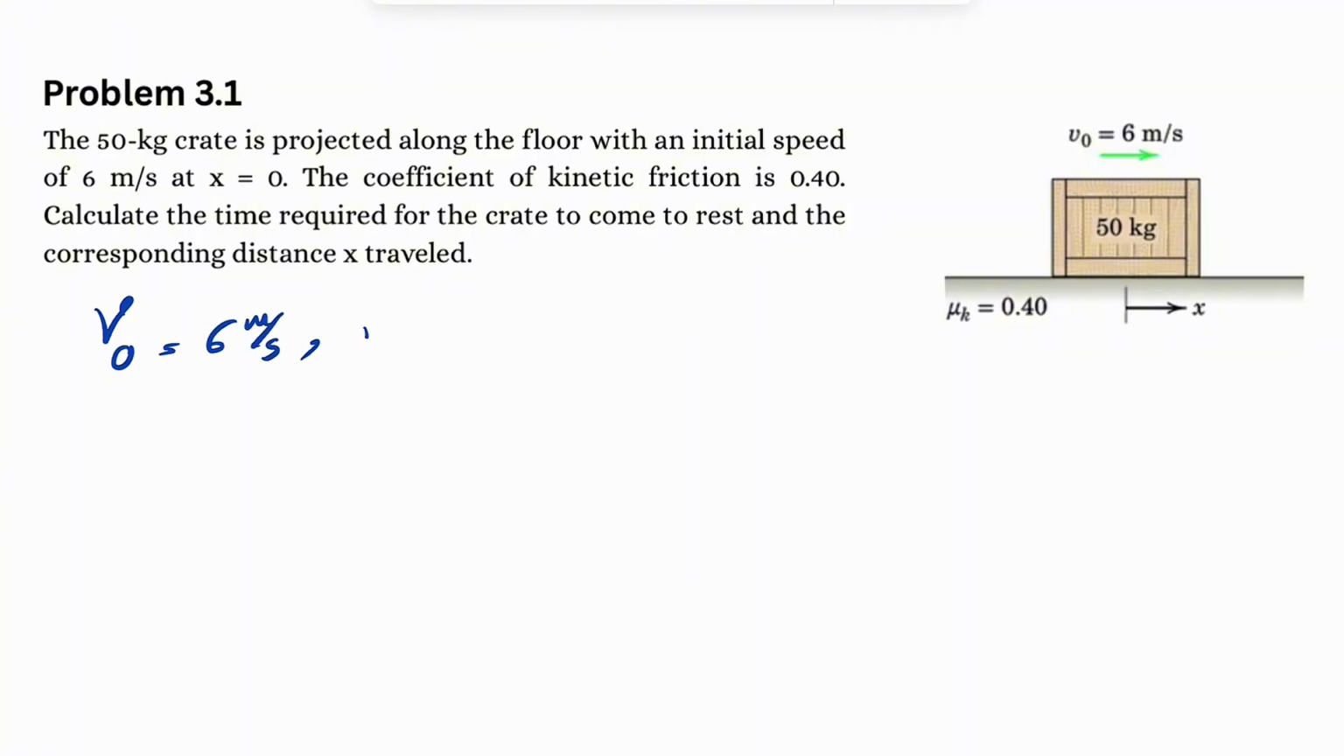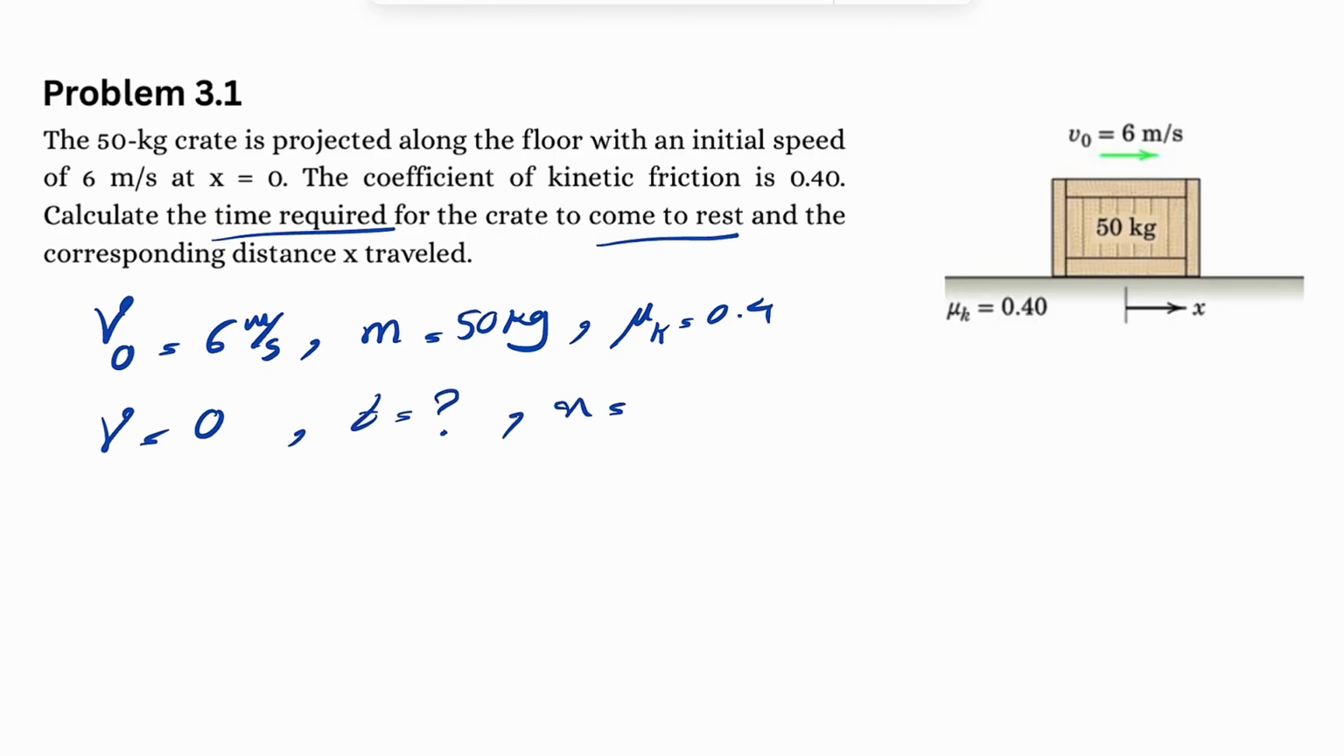We also have the mass of the crate, which is 50 kilograms, and knowing that the coefficient of kinetic friction is 0.4, so we have mu k equals 0.4. We need to calculate the time required for the crate to come to rest. So the final velocity is going to be 0, and the corresponding travel distance x. So the question is asking for the time and the distance that this crate is traveling.